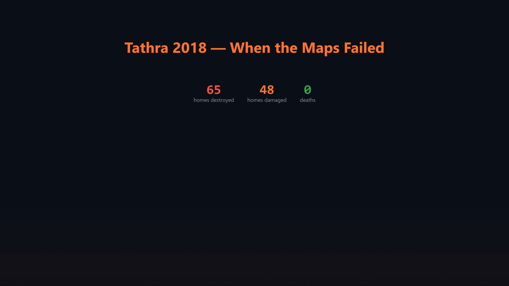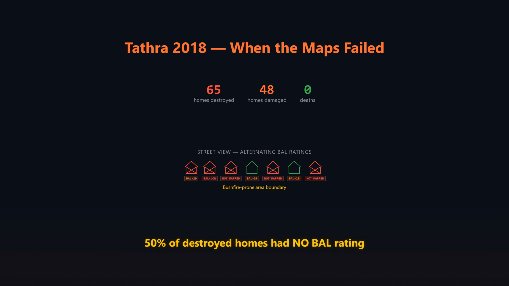In March 2018, a bushfire swept through Tathra on the New South Wales south coast. 65 homes were destroyed, 48 damaged. No one died, thankfully. But the investigation revealed something alarming. 50% of the destroyed properties were not in a designated bushfire prone area. They had no BAL rating, no construction requirements, nothing.